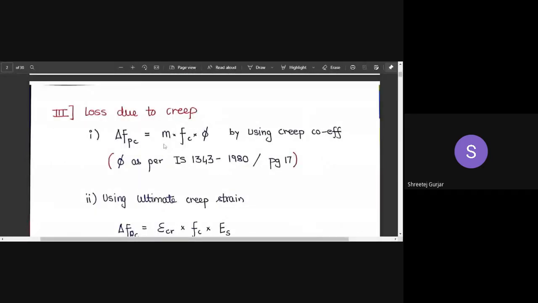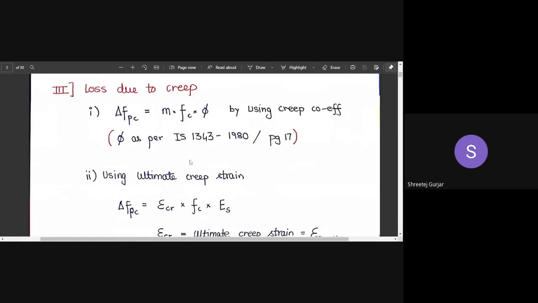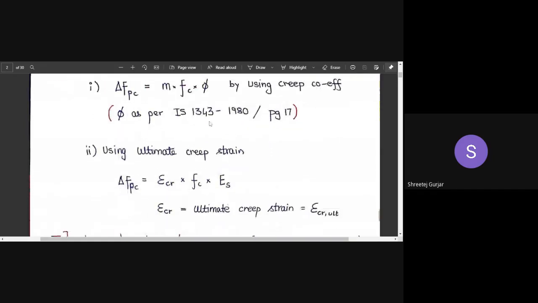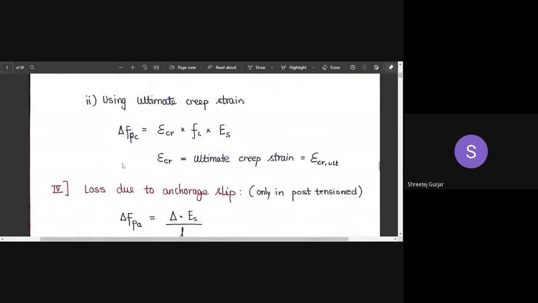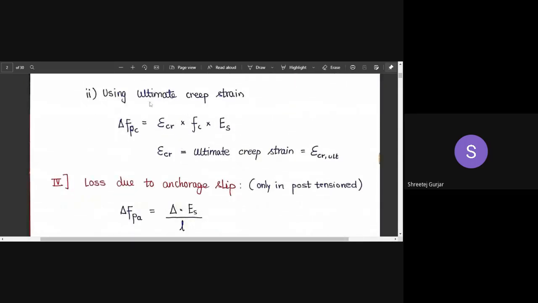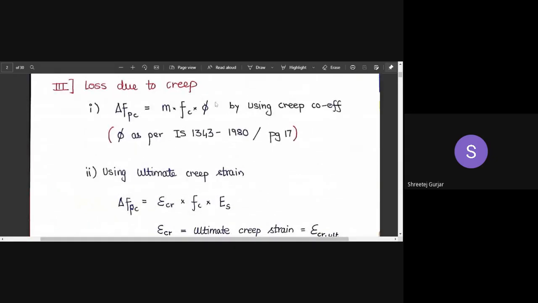Next, moving on, we have loss due to creep. Loss due to creep has three variables, that is m into fc into phi. Where m you know, fc you know, phi is the creep coefficient, and that will be as per your code book. If they do not give you the creep coefficient but provide the ultimate creep strain, you can use this formula: ultimate creep strain into fc into Es. You can use either formula depending upon the given value you have.